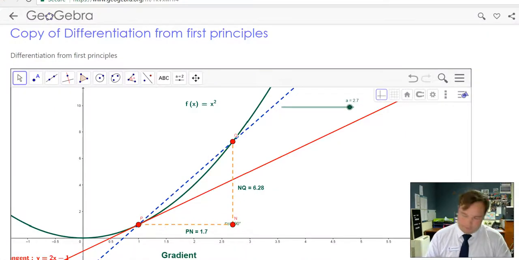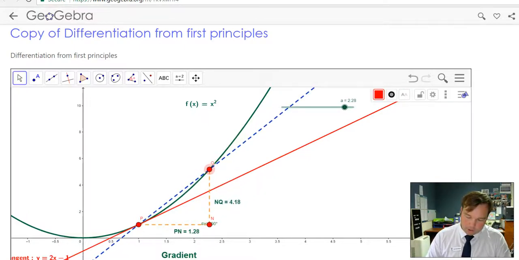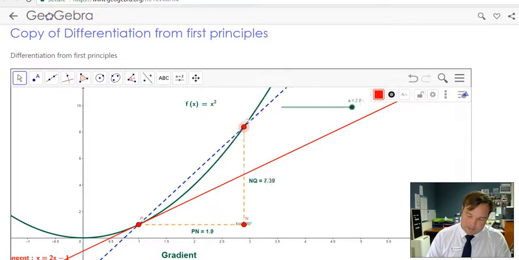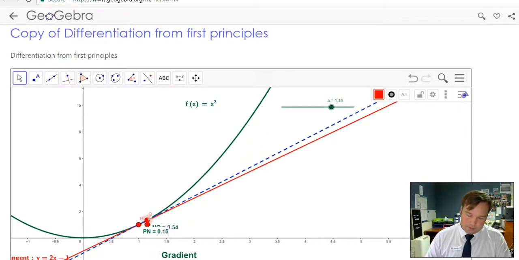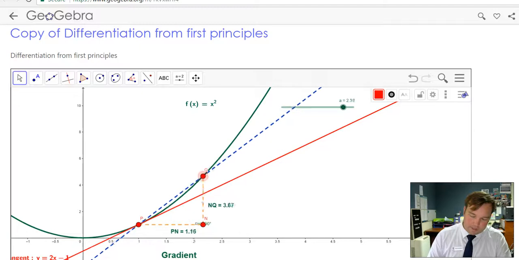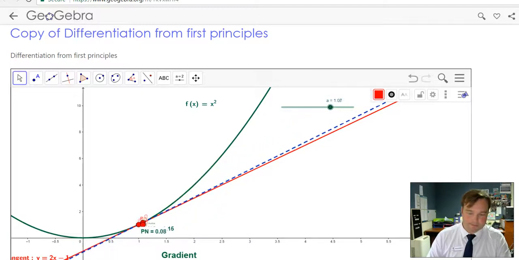Here, you can see this red line is the true tangent to the curve at point P. This blue dashed line is an approximation. And the whole point of first principles is, as we drag this point closer and closer to point P, we can see that the blue dashed line gets closer and closer to approximating the true tangent. So really, we're looking at the limit of what happens as this point, Q, drags towards P.